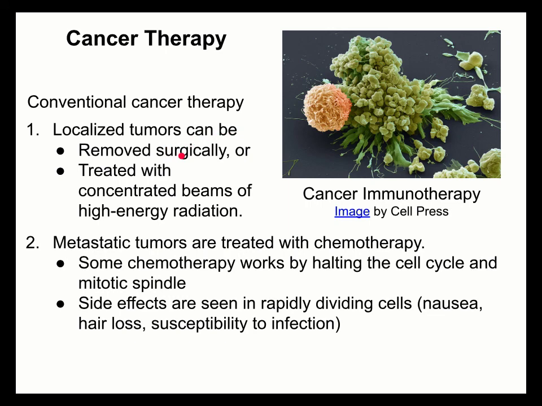The surgery part has been true for hundreds of years. Highly localized radiation therapy is relatively recent. Attacking the primary tumor with surgery or radiation is often accompanied by chemotherapy. Conventional chemotherapy is somewhat nonspecific in that it kills not just cancer cells, but many other rapidly dividing cells. One way they do this is by halting the cell cycle or inhibiting the mitotic spindle.